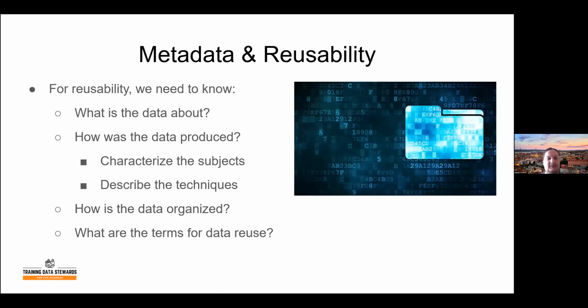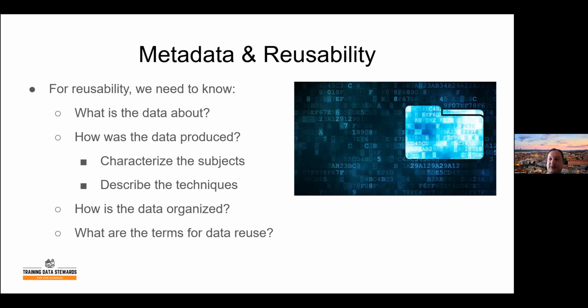Exactly. So for usability, we need to know what the data is about, how the data is produced, okay, and how the data is produced encompasses characterizing the data subject. So if it's a sample, then how the sample was extracted, from what organism the sample was extracted, from what tissue the sample was extracted. If it's, for example, a sample of a plant, how the plant was grown, what weather conditions were in the field, if it's a field experiment, okay?